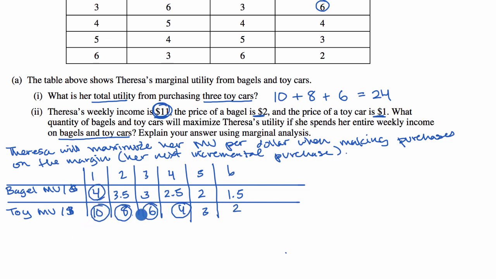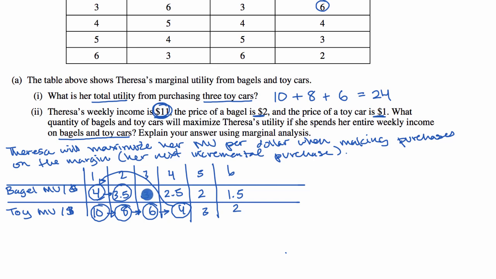Well, let's think about how much she has spent so far. She spent $4 on toys and $2 on bagels. So the order might look something like this. And then she goes and maybe buys her bagel. And now the marginal utility per dollar for that incremental bagel is higher than for her next toy. And so then she would buy another bagel right here. And let's see how much money she has spent. 2 bagels are $4, plus she spent $4 on toys because they're $1 each, so it's $8. So she still has $3 to spend.